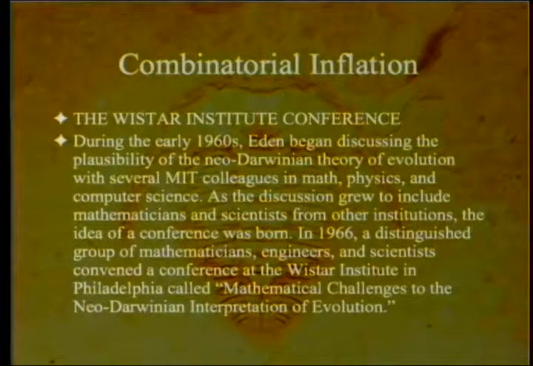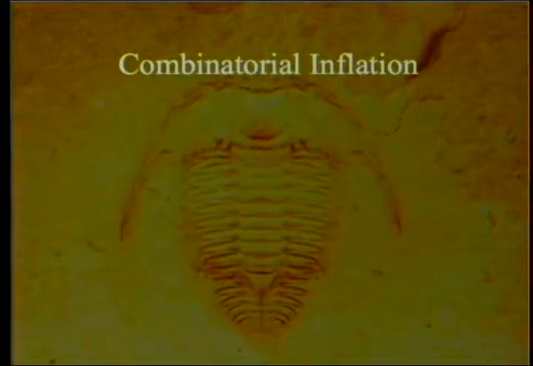And he got together the Wistar conference. In the 1960s, he began discussing the plausibility of the neo-Darwinian theory of evolution with several MIT colleagues in math, physics, and computer science, and they all came to the same general conclusion. As this discussion widened, they got a conference ready, and in 1966, a distinguished group of mathematicians, engineers, and scientists convened at the Wistar Institute in Philadelphia for a conference called Mathematical Challenges to the Neo-Darwinian Interpretation of Evolution. This goes all the way back to 1966.